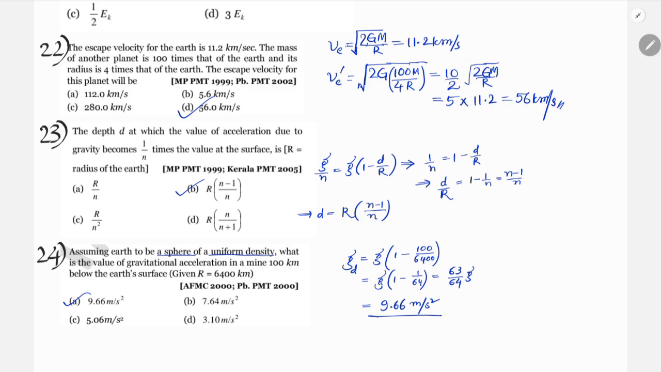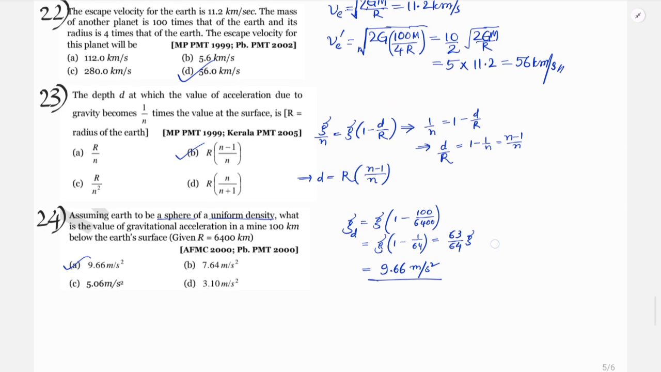What it means is directly, if such a planet existed with 100 times the mass of the Earth and a radius 4 times the radius of the Earth, then any body can escape from it only if you provide 56 kilometers per second. Such a huge velocity is needed to escape. Understood?